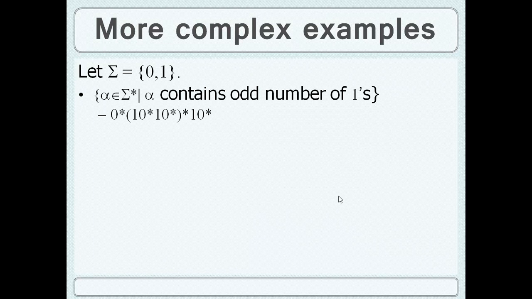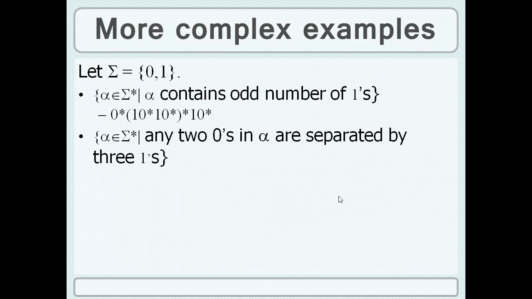Suppose sigma has the symbols 0 and 1 and alpha is in sigma star which contains an odd number of ones, then it is 0 star 1 0 star (1 0 star 1 0 star) star. If alpha is a string over 0 and 1 such that any two zeros in alpha are separated by three ones, that is 1 star 0 1 1 1 star 0 1 star and so on.